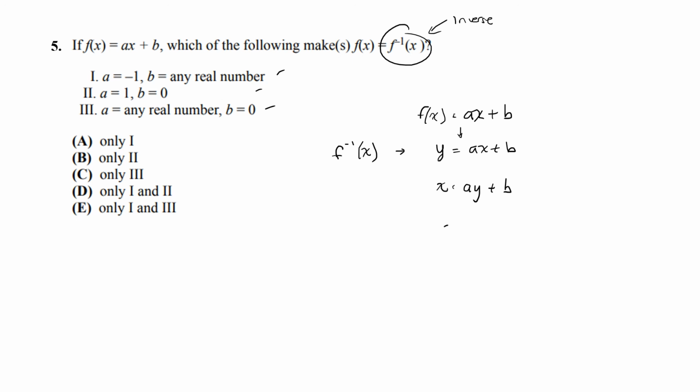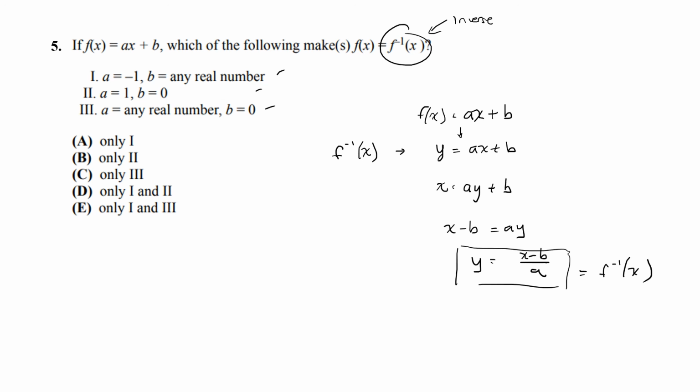So we'll subtract b from both sides. x minus b equals ay. So y will equal x minus b over a. So that's the inverse function. This is f inverse. We want to know when that will equal the original function.